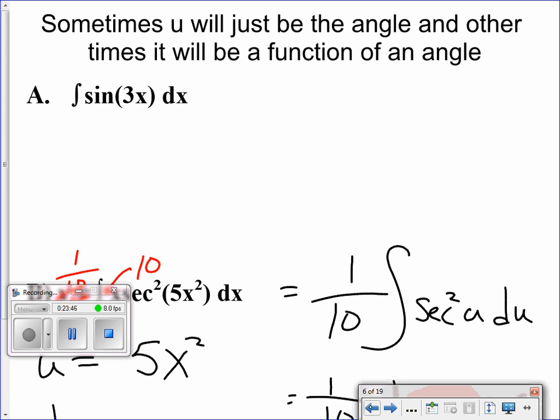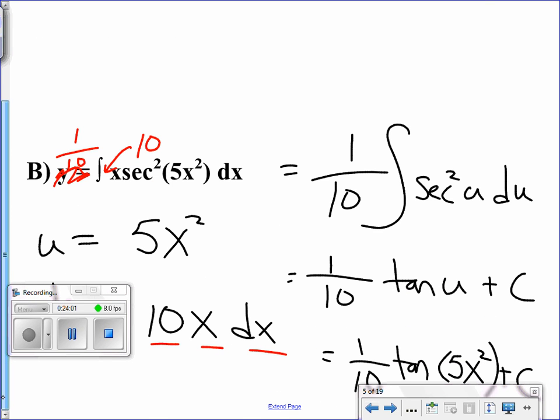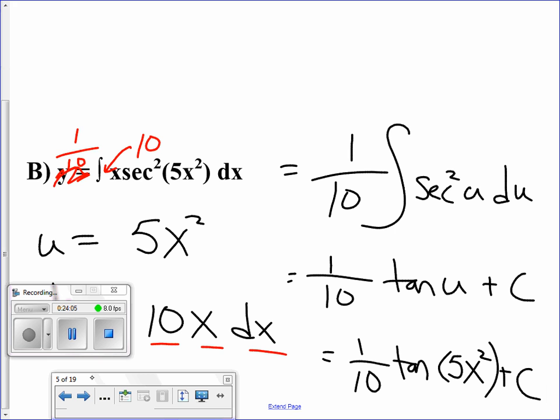Okay, how do you know what to make u? You kind of have to look ahead and hope. You're trying to figure out how to make it look like one of your integration formulas. You only have like 17 of them, not even that many. I mean, it's not really too many.